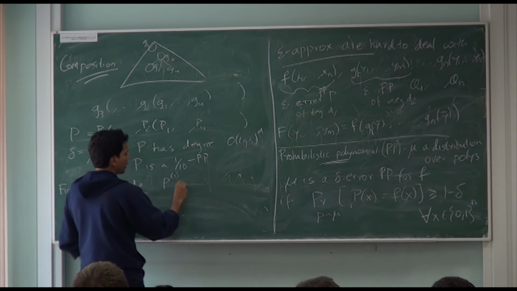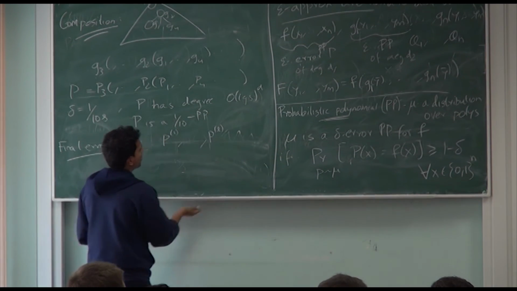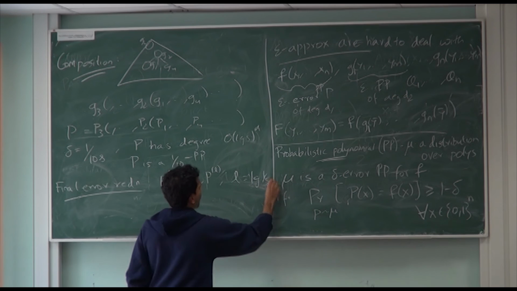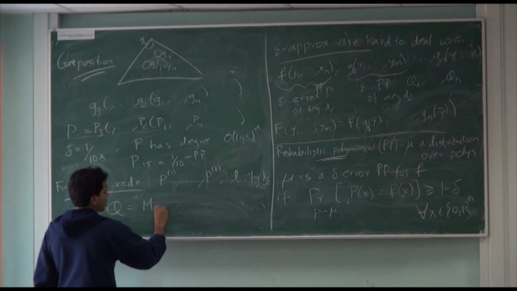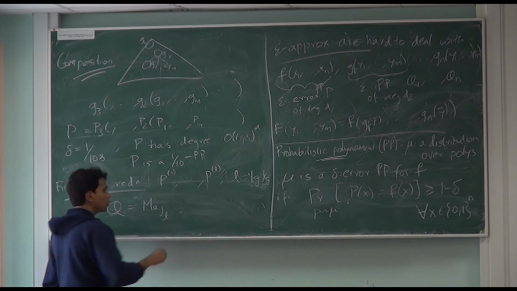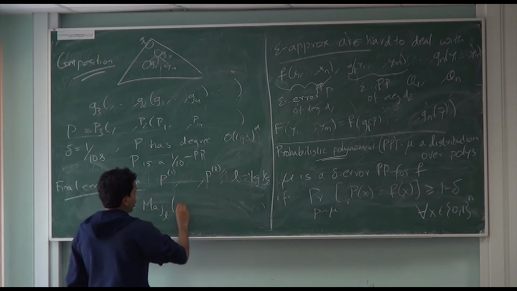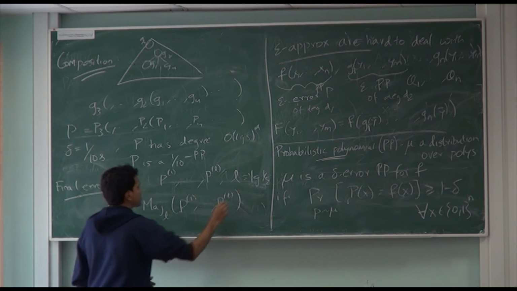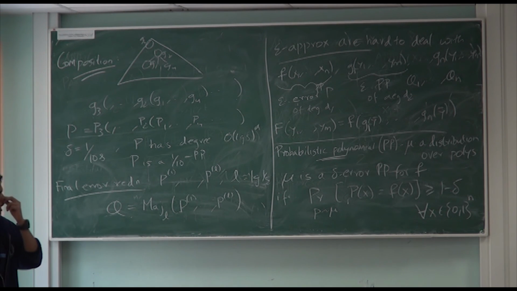Choose something like P1 to PL. The superscript indicates that they're all copies of the same polynomial P. And here again, L is going to be something like log 1 over epsilon. The final polynomial Q is going to be the majority. And we can write down the majority polynomial because it is the majority of very few bits. We just write it down of P1 to PL.